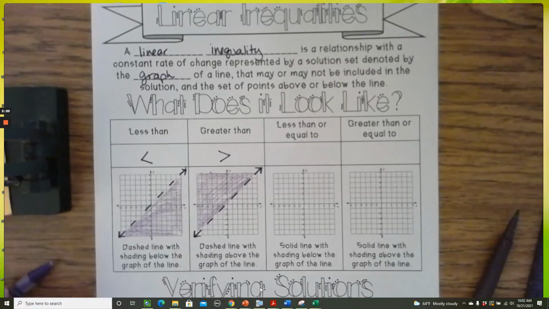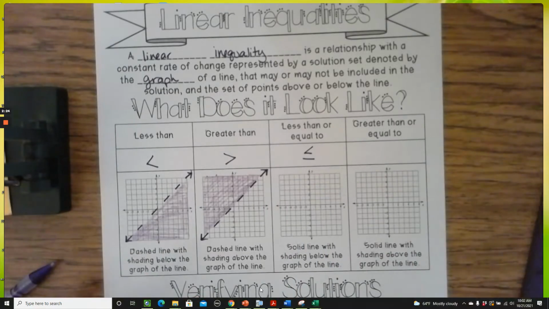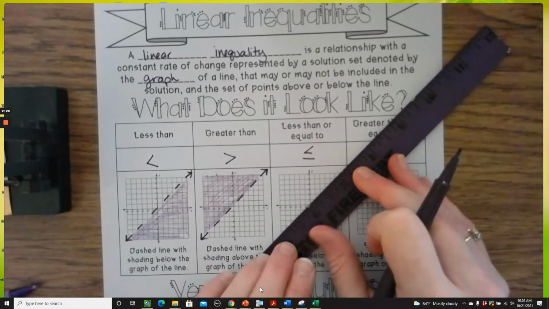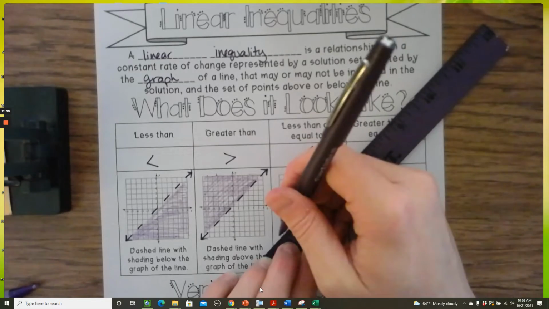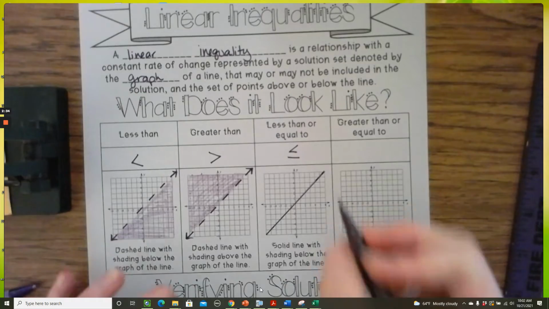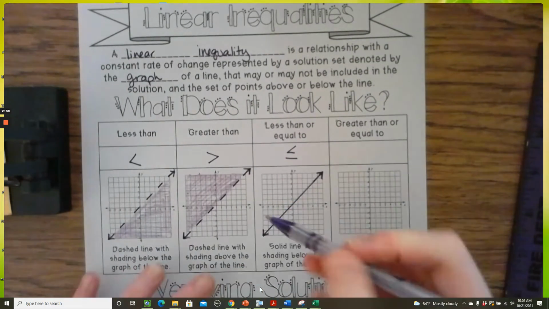Okay, so less than or equal to, here's our symbol. So for less than or equal to, we're going to use a solid line. And so this is just like when we graphed equations. This is just graphing inequalities now. So this one would be a solid line, and we would shade below.